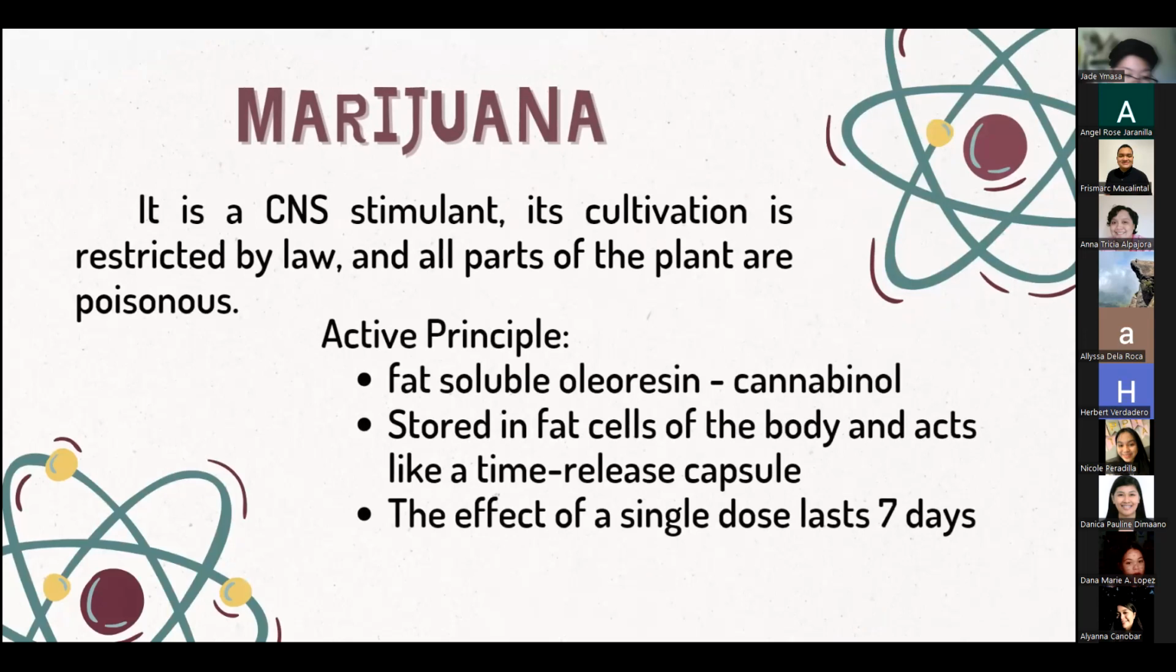So, next is marijuana. What is marijuana? It is a CNS or central nervous system stimulant. Its cultivation is restricted by law, and all parts of the plant are poisonous. So, lahat ng parte daw ay poisonous sa marijuana or cannabis. Madaming tawag sa marijuana, may it be Mary Jane, MJ, or many other words.